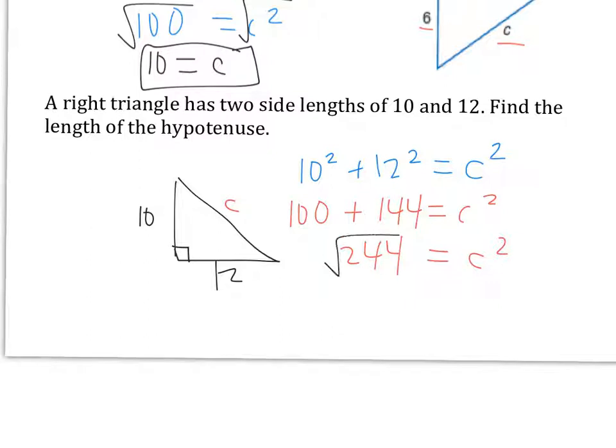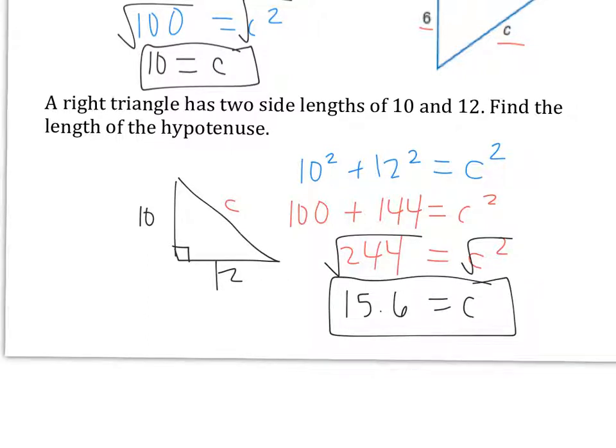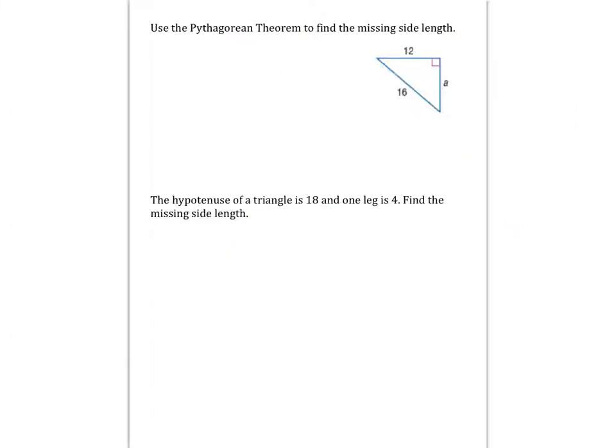And to undo something being squared, I take the square root. And so the square root of 244 is not a perfect square, so it doesn't come out to be an integer value. So I'm just going to round to the nearest tenth. So I will say 15.6. And make sure on your calculator you know how to use the square root button, because that will be very important in these Pythagorean theorem lessons. Let's continue going through a few more examples.